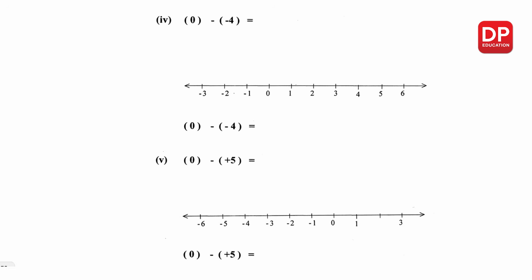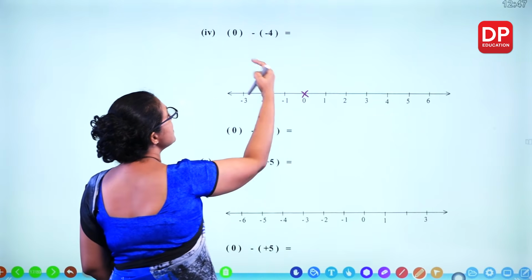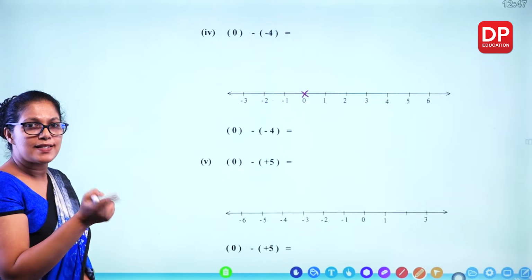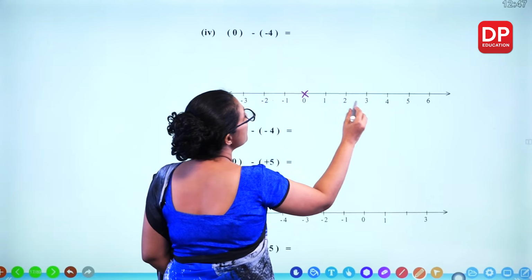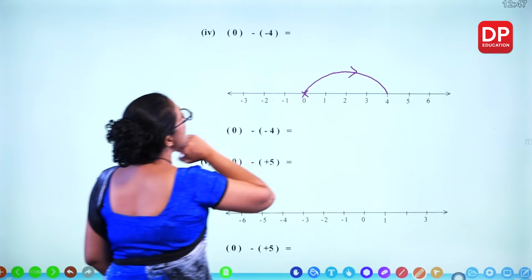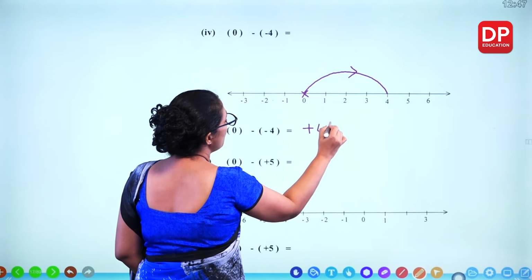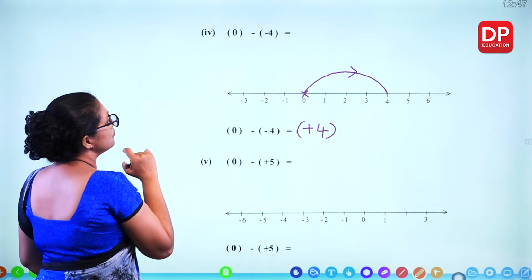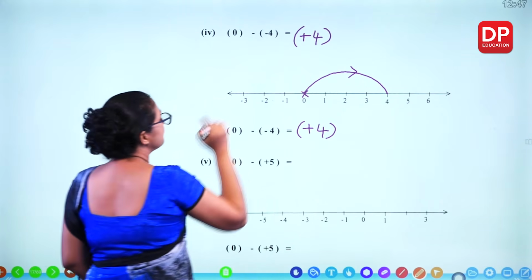0 minus minus 4. What's the starting value? 0. And here minus and another minus get cancelled out. So you are moving 4 places to the right. 1, 2, 3, 4. What's the final answer? You get plus 4. So here also plus 4 is the answer.